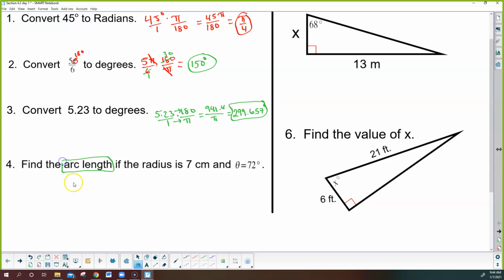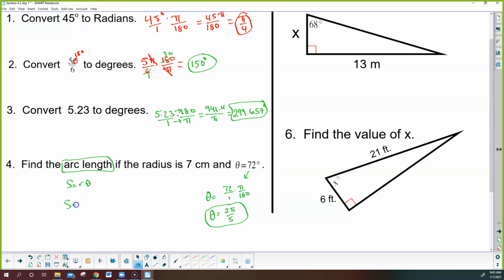All right, the next one is find the arc length. And this is the formula we shared the other day. Arc length is a pretty quick formula. It's your radius times the theta. However, theta must be in radians, and that's the thing that we have right here. So notice 72 degrees, we need to turn that into radians first. So I'm going to multiply by pi over 180, just like we did before. And if I reduce that out, theta turns into 2 pi over 5.